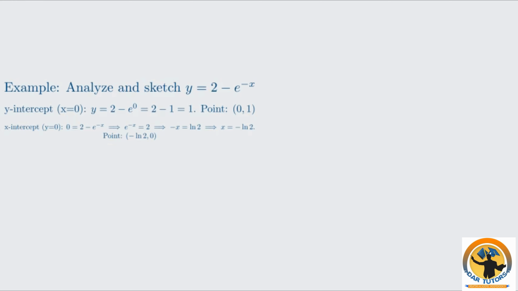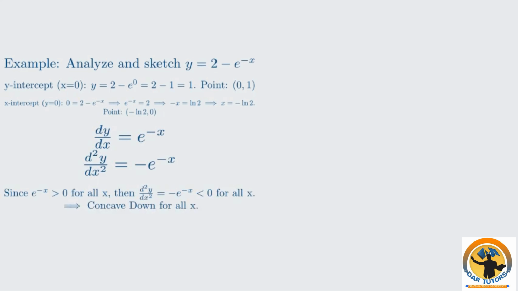Next, let's find the concavity using the second derivative. The first derivative is e to the power of negative x. The second derivative is negative e to the power of negative x. Since e to the power of negative x is always positive, the second derivative is always negative. This means the function is concave down for all real values of x.